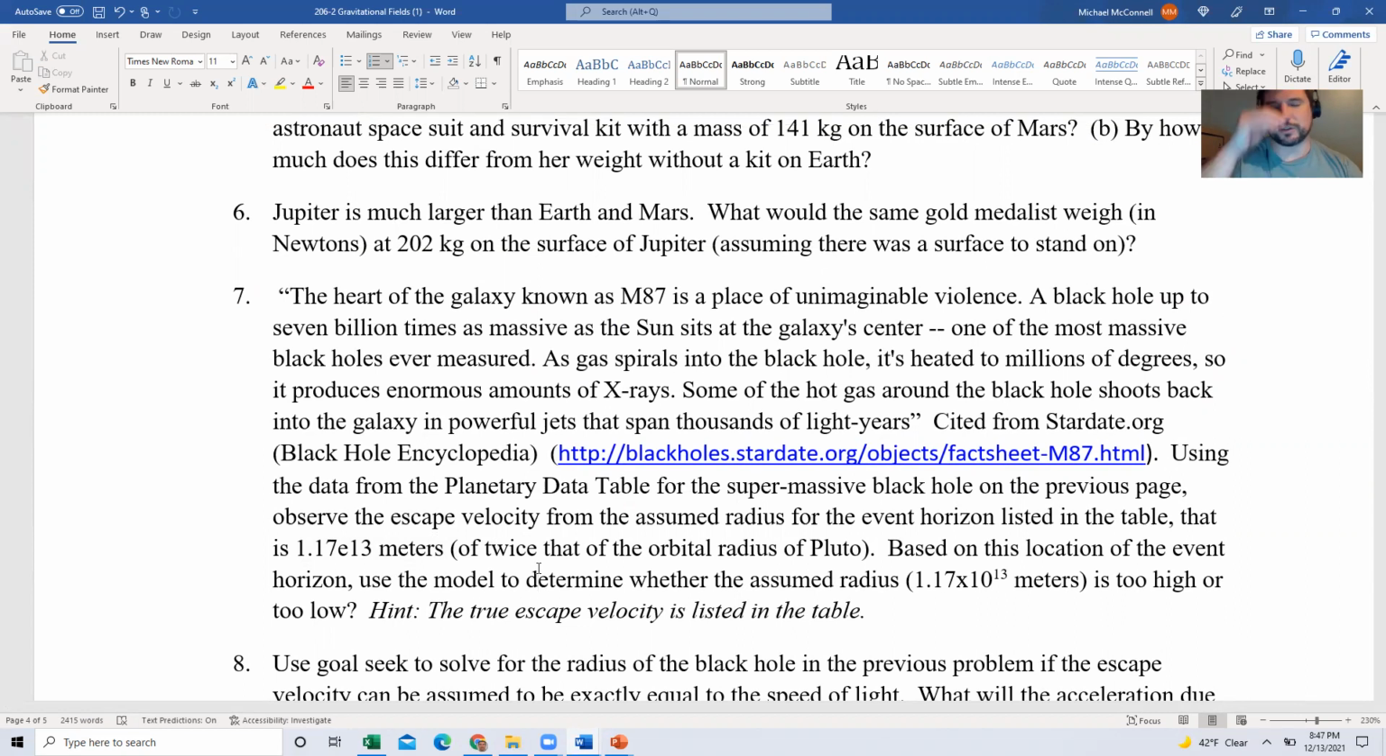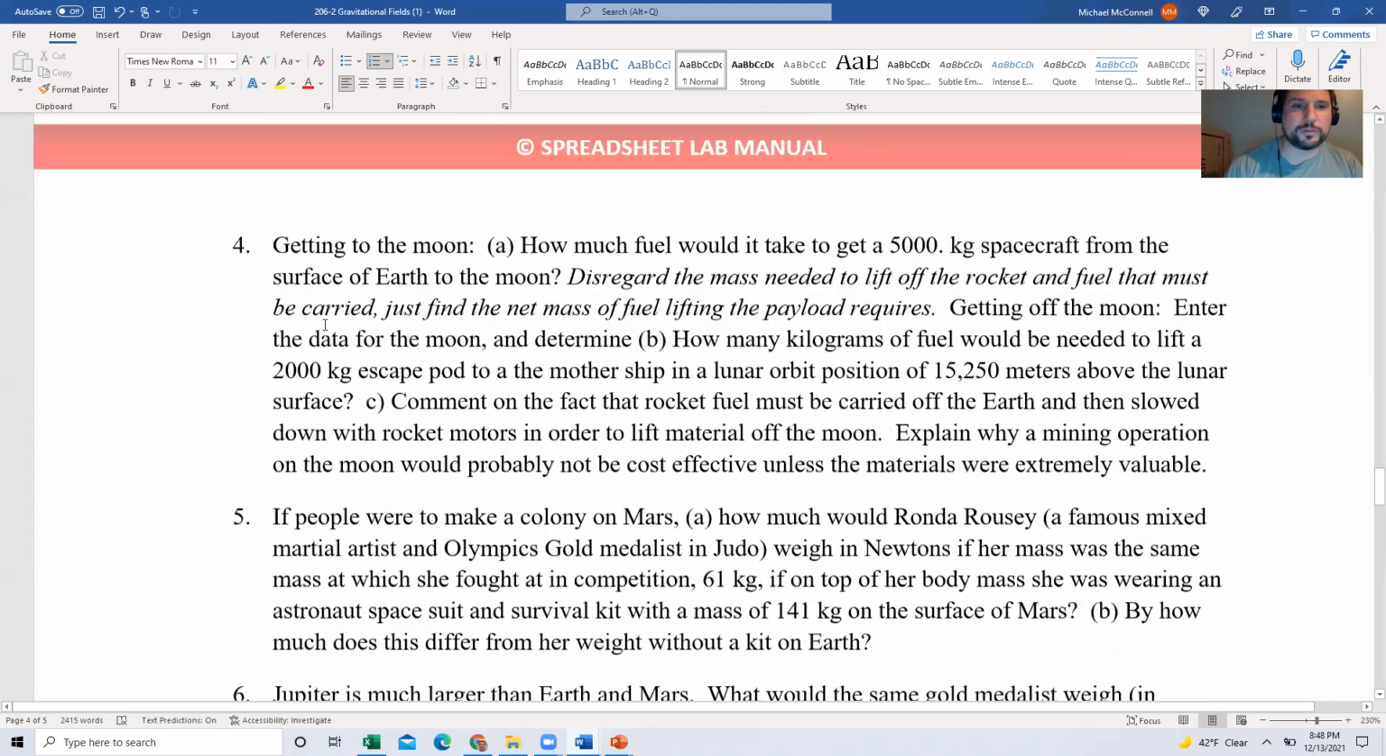Hold on, let me just make sure that's right. If the estimated radius is too big, then the escape velocity at that location will be smaller than the speed of light. If the estimated radius is too small, then at that location, the escape velocity will be greater than the speed of light. So for it to be just right, the escape velocity has to be exactly equal to the speed of light.